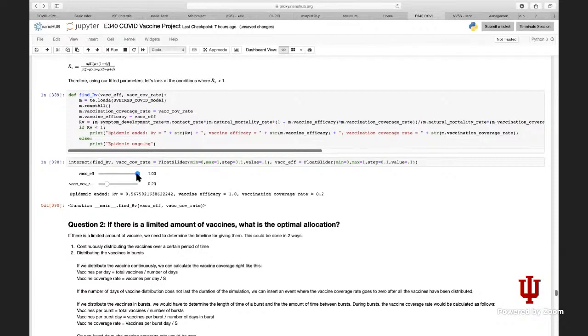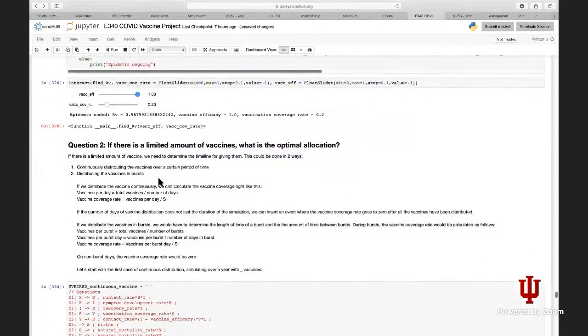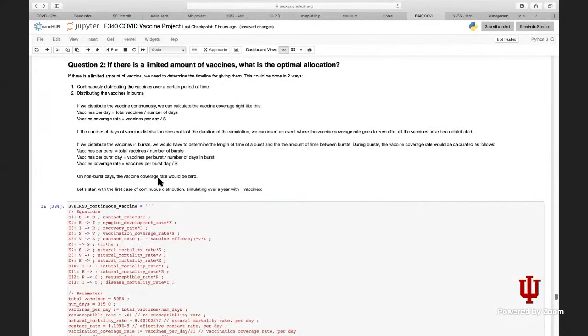But as soon as I hit a 100% efficacy, then if we have a vaccination coverage rate of 20%, the epidemic will end. So according to this RV calculation, that is my first major result. Well, I guess second major result if we include the fact that maybe we should use a different model for this. The second question that I looked into was if there is a limited amount of vaccines, what is the optimal allocation? So I came up with there were 2 methods to model the distribution of the vaccine.